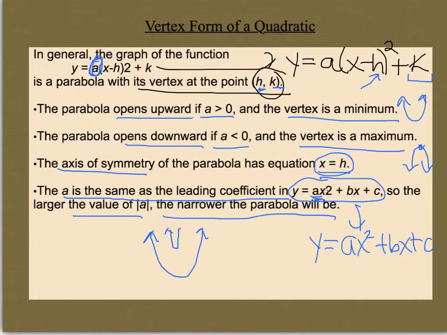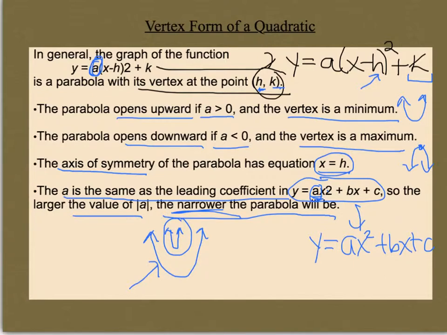So you might compare these two parabolas. 10 would be the skinnier or more narrow parabola compared to a quadratic equation that had a coefficient of 3. So just pay attention to your lead coefficients or your a values. The larger a gets, the skinnier or more narrow the parabola becomes.